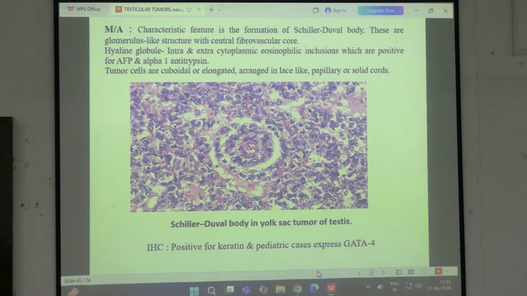Okay, so there is something very characteristic that is present in this tumor. What is that thing? You have to remember this. This is a Schiller-Duval body. How does it look? This is a structure like a glomerulus. Glomerulus-like structure. There is a blood vessel in the center. Then there will be connective tissue, and that will be surrounded by tumor cells.